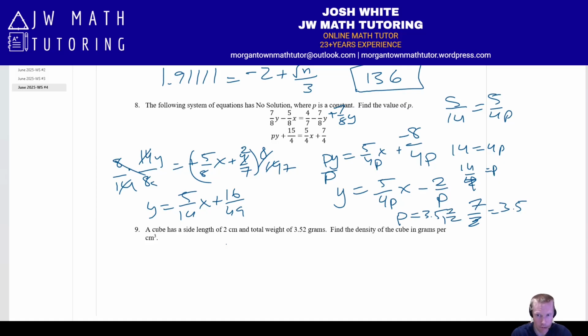You could technically do 14 over 4 as well to get your answer. If you didn't want to, you could just cross multiply this also. You get 20p equals 70, and then just divide by 20, and so on. 70 over 20, 7 over 2, 3.5, same thing. All right, but let's take a look now at how you could do this in Desmos.